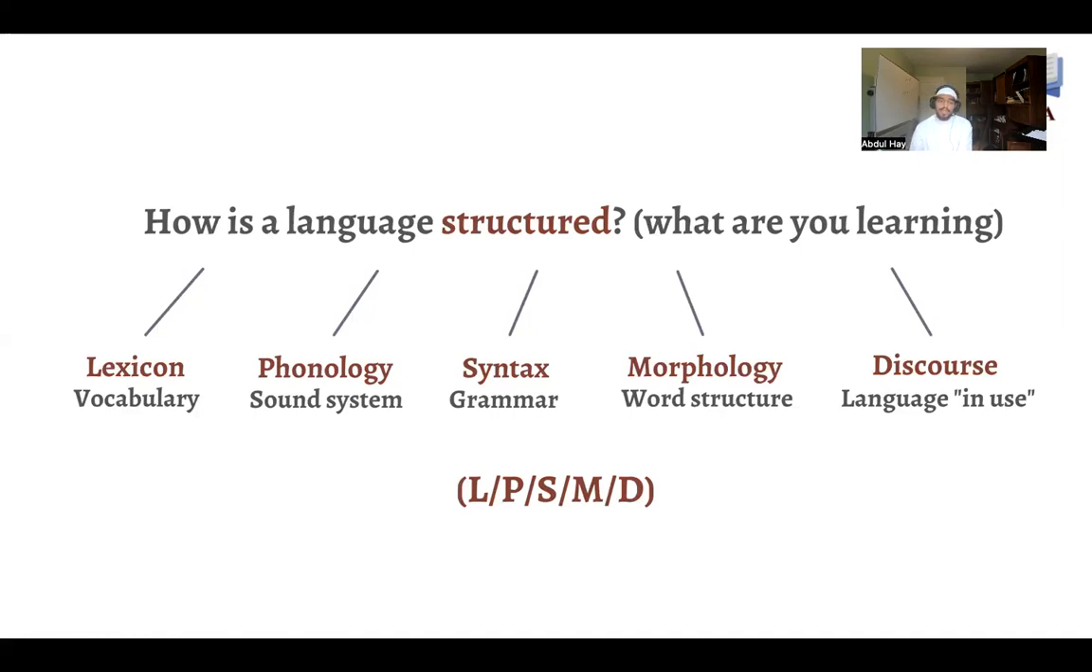So if you want to remember the structure, you can just remember the acronym LEPS MD. L stands for lexicon, P stands for phonology, S stands for syntax, M stands for morphology, and D stands for discourse. Now, the question is, how exactly do you learn these different elements? How exactly does someone go about learning these different elements that make up a language?